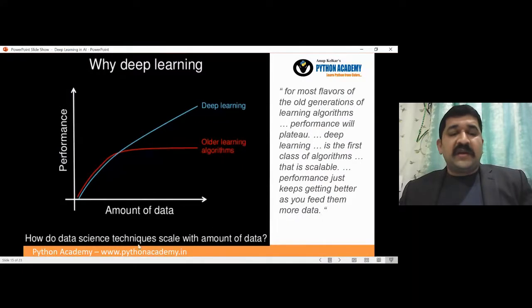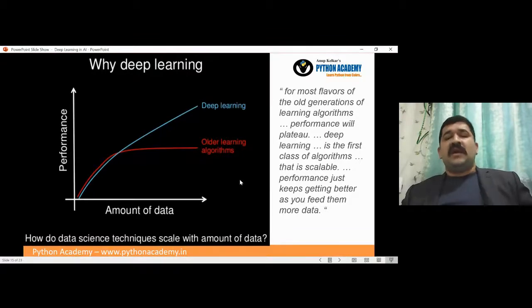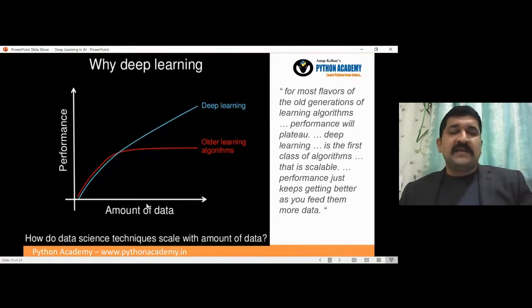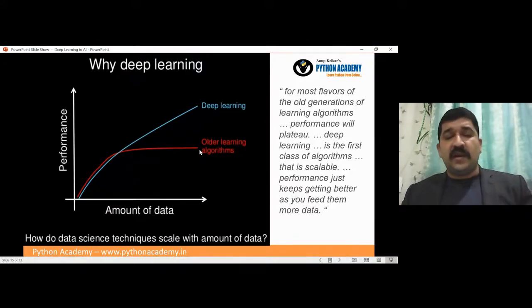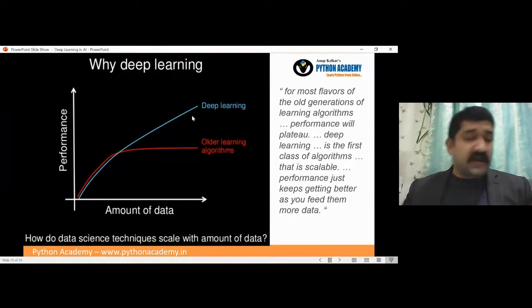So, how do data science techniques scale with the amount of data? Whatever older learning algorithms we have, they have a limitation. As the amount of data increases, at a certain stage, yes, the performance will increase, but after that they don't have very good performance, and that is the problem because of their limitation. Maybe from both angles, it may be a hardware limitation, or a programming or software limitation, but both limitations put them at the lower end, whereas deep learning is increasing rapidly. As the data increases, performance increases, and that is the positive correlation it has, and since it has a very positive correlation, the upper side is good.